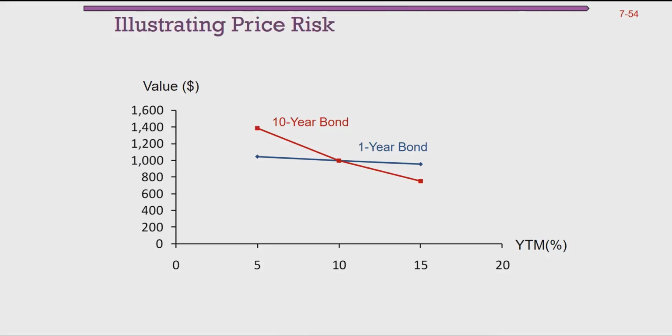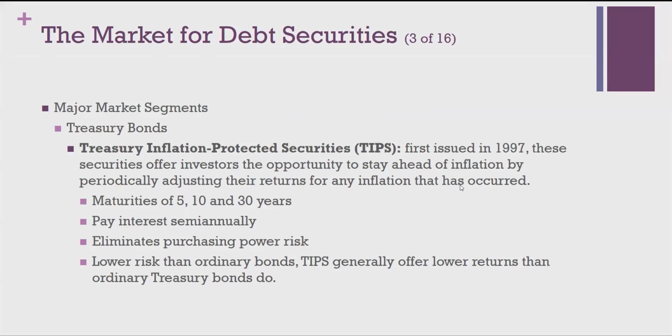This graph also illustrates that point. When yield to maturity increased, the price of 1-year bond decreased by this much, but the price of 10-year bond decreased by that much. That's the same thing when yield to maturity decreases. The price of 1-year bond increased this much, but price of 10-year bond increased that much. Okay, this was all about the risks.